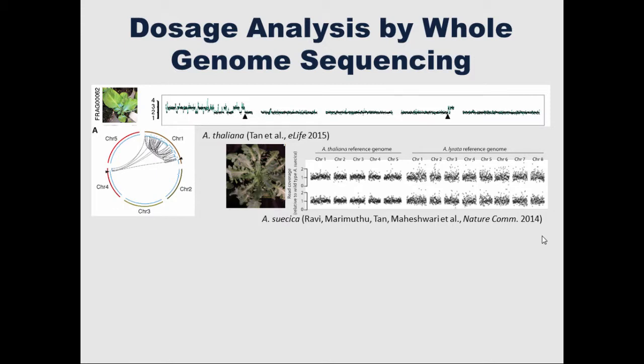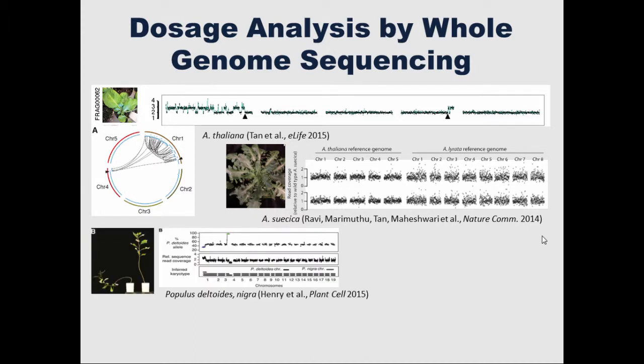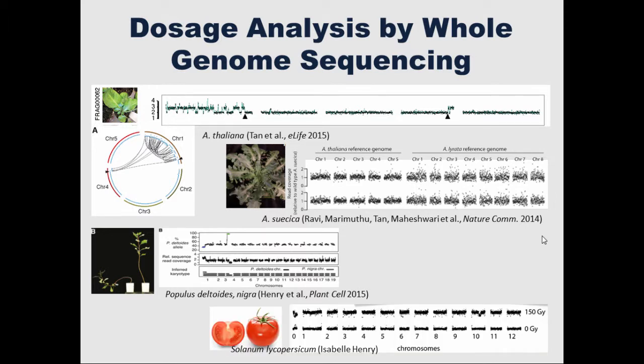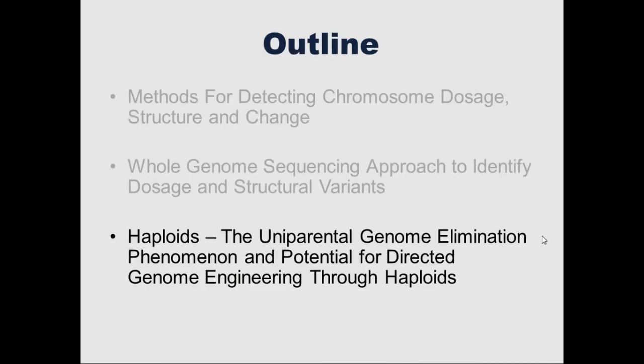And this is just to show you that it's not applicable to just Arabidopsis. We can also do it in Suecica. Isabel has done this with a dosage variant population that's mutagenized by gamma radiation in poplar. And we can also do it in tomato. I will be showing you data on potato in a bit.